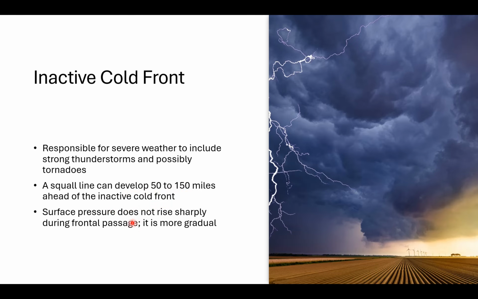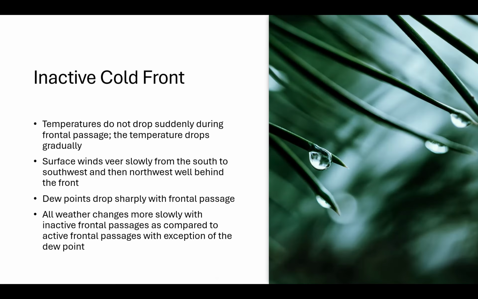Surface pressure does not rise sharply during frontal passage. It is more of a gradual pressure rise. Additionally, with inactive cold fronts, temperatures do not drop suddenly during frontal passage. The temperatures are going to drop gradually. Surface winds will veer around slowly from the south to the southwest ahead of the front, and then northwest well behind the front. The dew points are going to drop sharply with the inactive cold frontal passage.